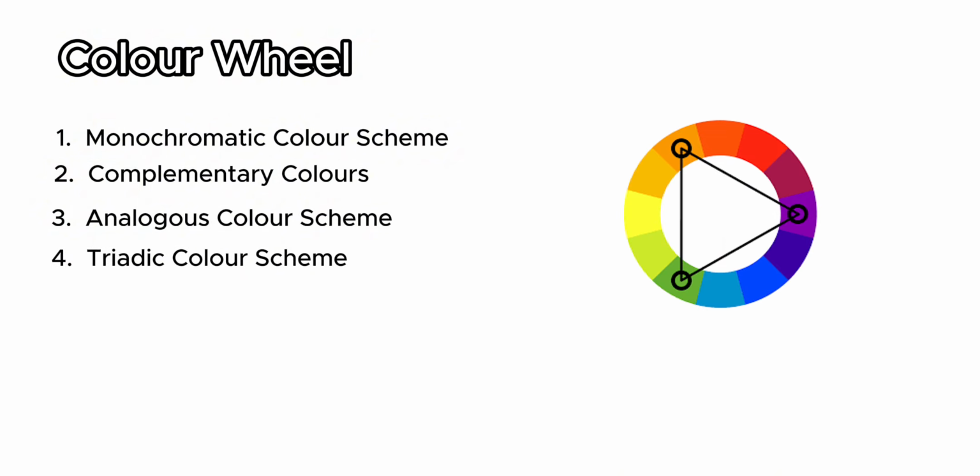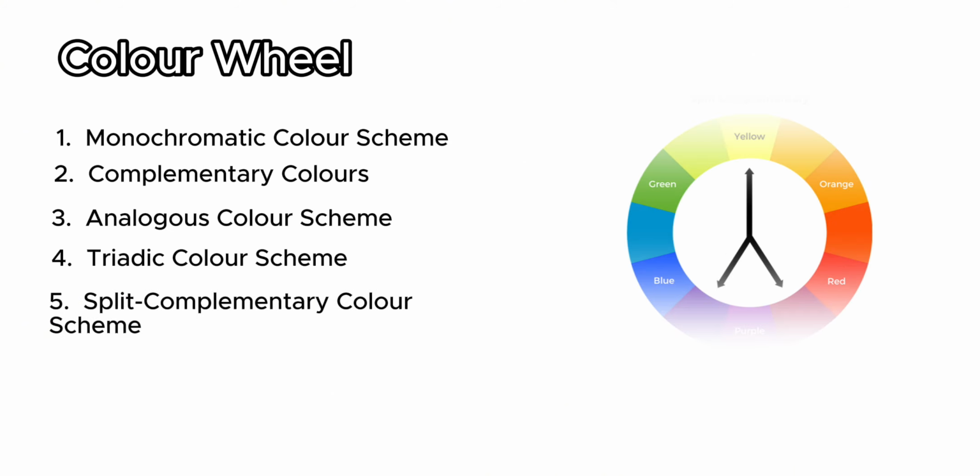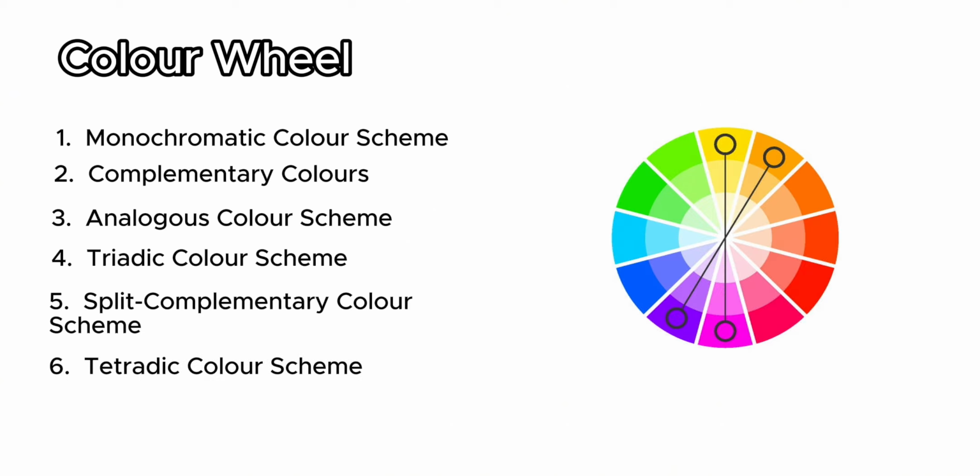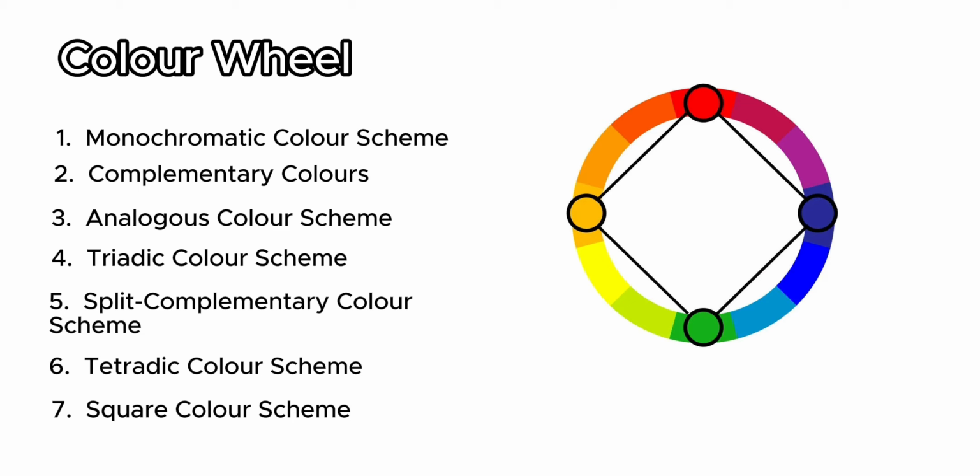A triadic color scheme involves 3 colors evenly spaced around the color wheel. A split complementary color scheme includes a base color and the 2 colors adjacent to its complementary color. A tetradic color scheme is made up of 4 colors arranged into 2 complementary pairs. A square color scheme consists of 4 complementary colors evenly spaced around the color wheel.